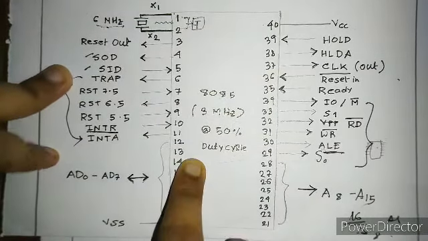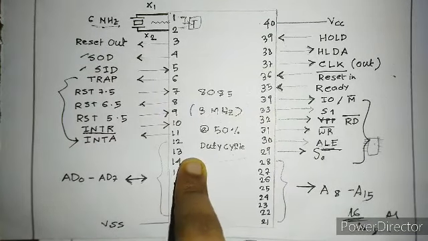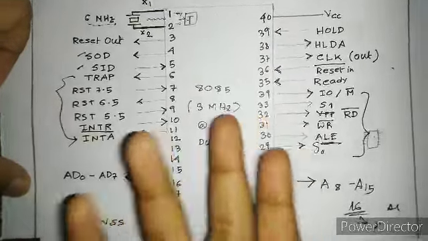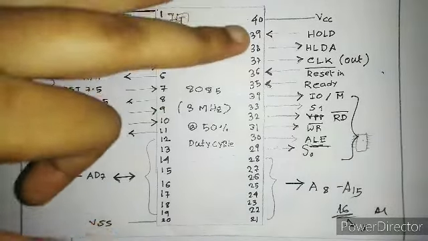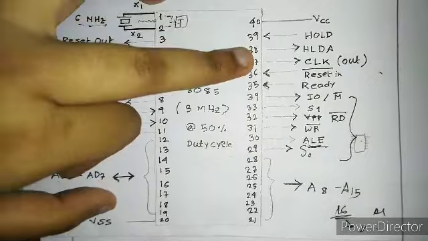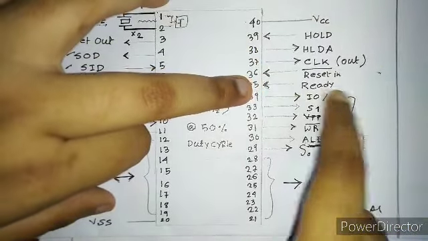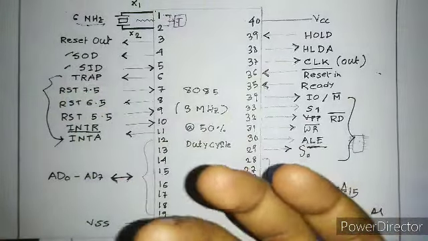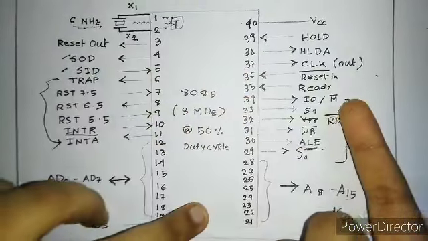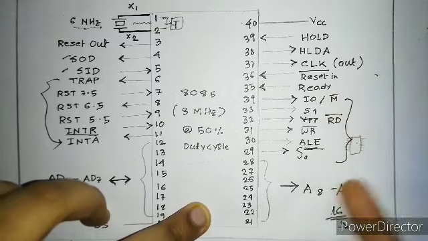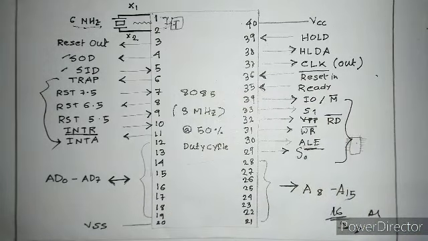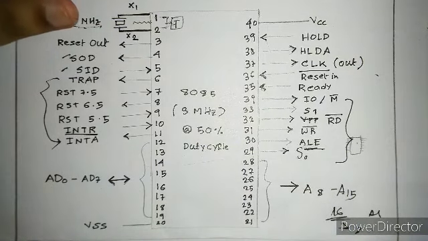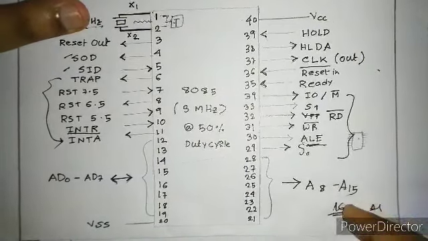AD0 to AD7 for address and data transfer. VSS and VCC for ground and VCC. HOLD and HLDA for direct memory access. Clock out, and READY, to signal that okay, all the other devices are ready, you can perform your task. IO/M bar, S0 and S1 indicate the operations that can be performed on IO devices and memory. Then A8 to A15 for the address bus.